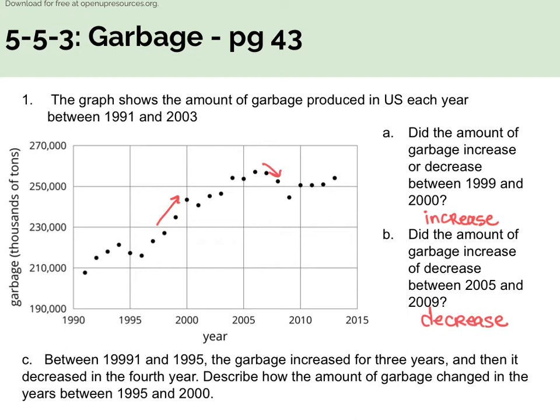All right, and then letter C. Between 1991 and 1995, the garbage increased for 4 years, and then it decreased in the 4th year. Describe how the amount of garbage changed in the years between 1995 and 2000. So 1995, going ahead with the 2000. So the amount of garbage decreased for 1 year. So if we look at it, it decreased for 1 year, and then it increased for 4 years in a row. So that's kind of interpreting and understanding the graph and what it means.